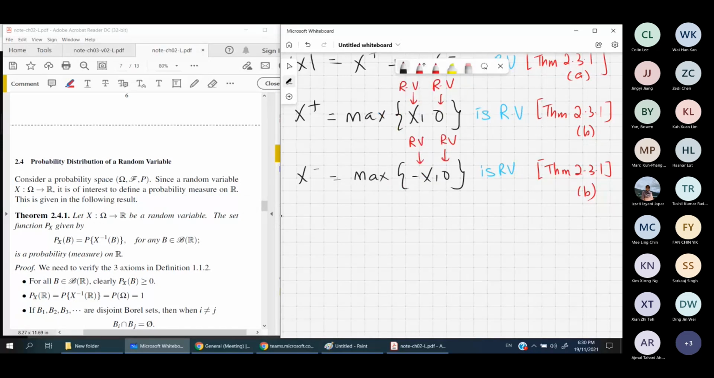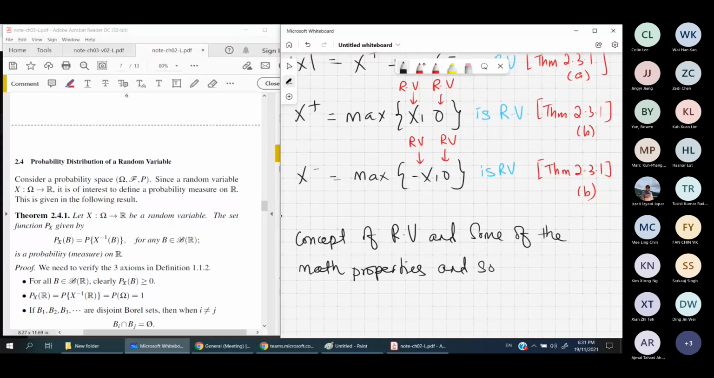Maybe up to here. So this is where we discuss the concept of random variable and some of the mathematical behavior or properties, and some examples of it. Forget about the examples. So this is the first topic. So we discuss these random variables.